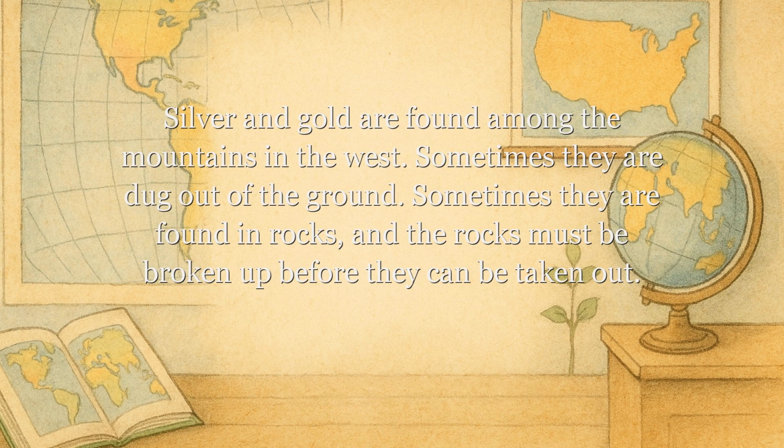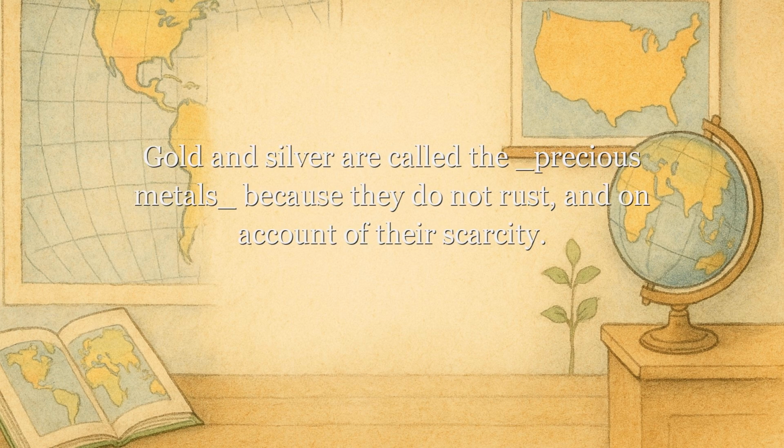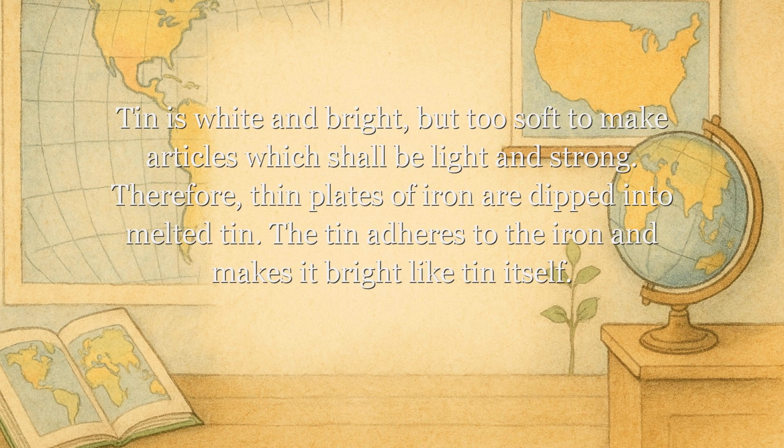Sometimes they are dug out of the ground. Sometimes they are found in rocks, and the rocks must be broken up before they can be taken out. Sometimes men wash down the hills with streams of water in order to get at the silver or gold among the rocks. Gold and silver are called the precious metals because they do not rust, and on account of their scarcity.